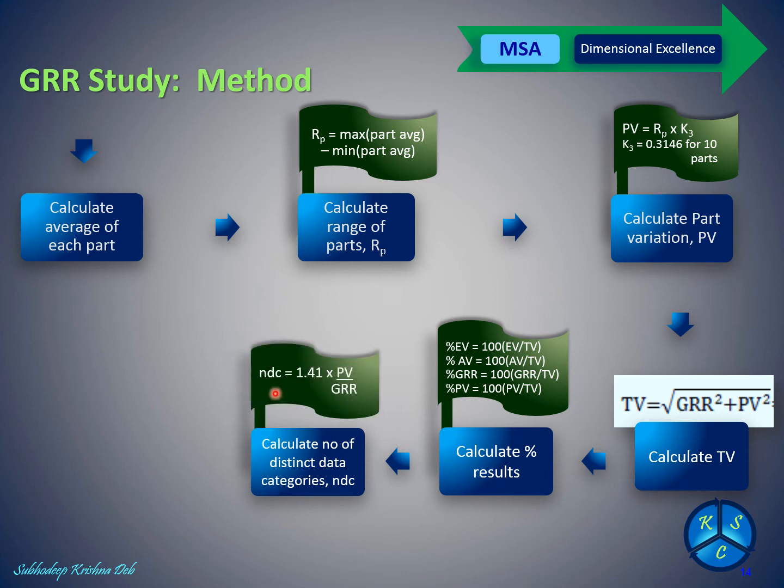We also calculate the number of distinct data categories, which shows how many distinct data categories are present within the data that we have collected. Generally NDC should be more than 5. More than or equal to 5 is the acceptable value of NDC. We also calculate that. Now let us see how to interpret the GRR results.